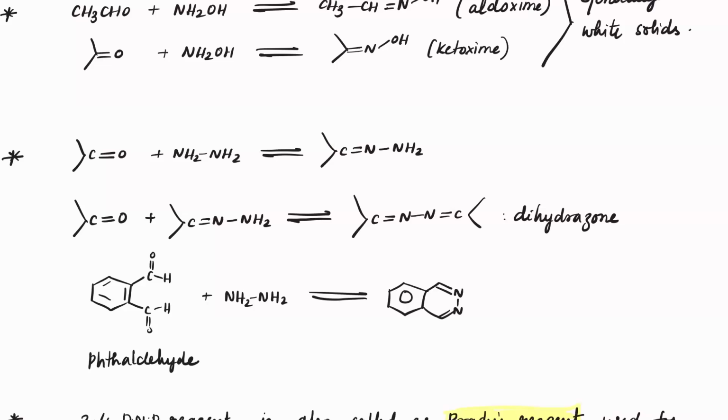But what if I have the same hydrazone with excess amount of ketone? So this NH2 can attack on the other side also and convert into a dihydrazone. So remember, if two moles are given, this is the first mole and this is the second mole. So if in the reaction two moles are given, you would report this as a product.